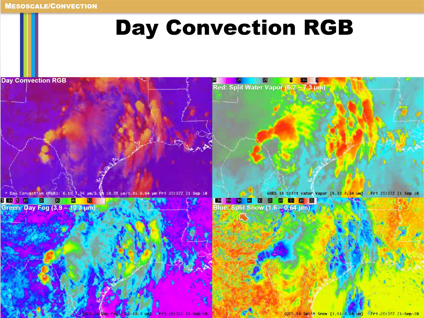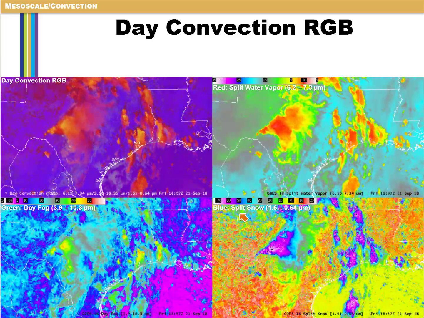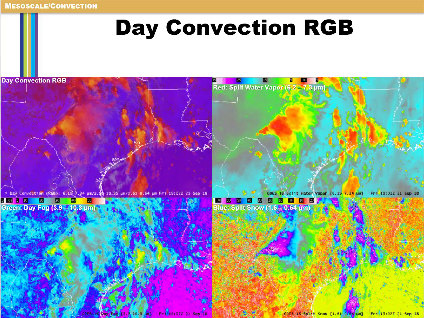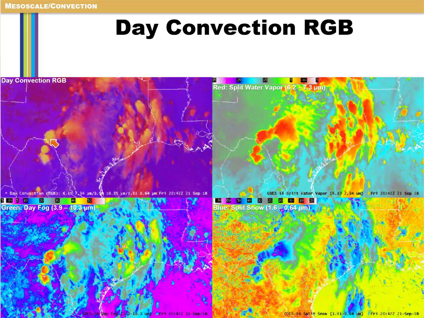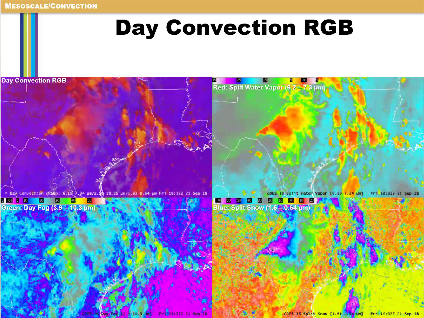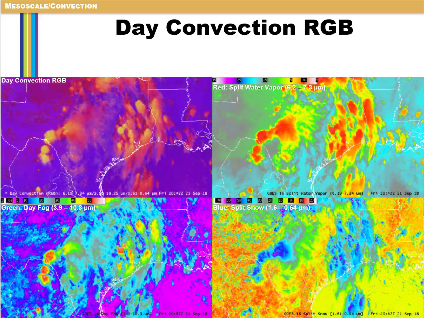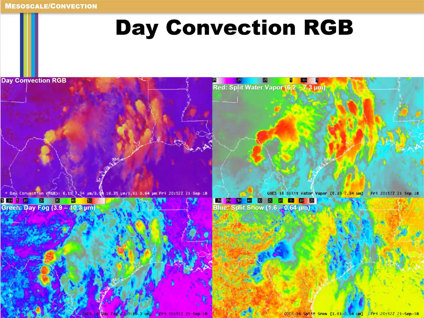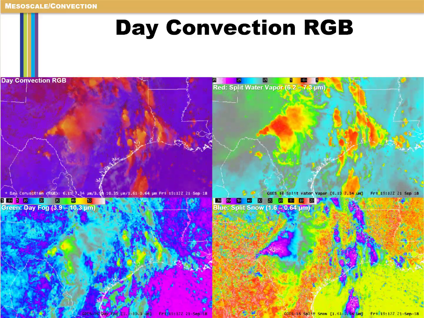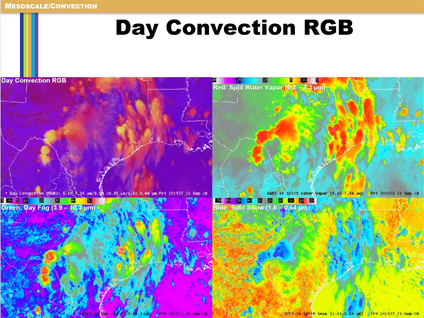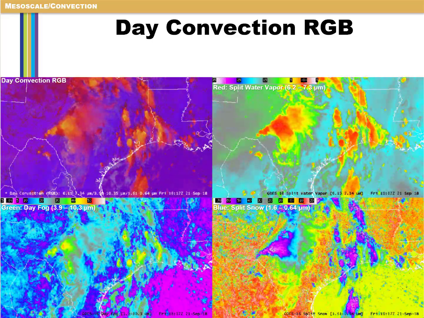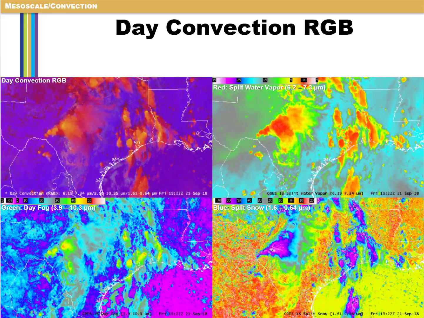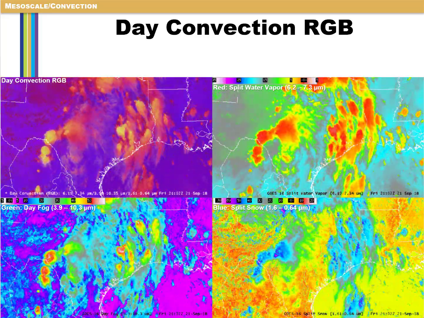And the blue component is the split snow difference, shown in the lower right. In the RGB product, the strongest convection is depicted in yellow, with a strong relative contribution from red due to cold cloud tops and a strong relative contribution from green, since the 3.9 micron band is large for small ice particles. Ice particles do not have time to grow within strong convective updrafts.